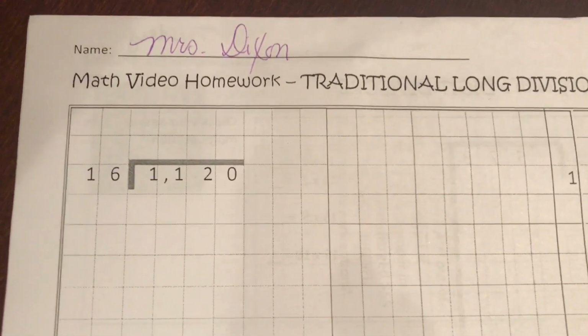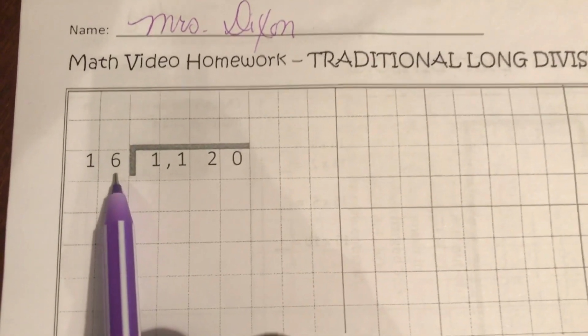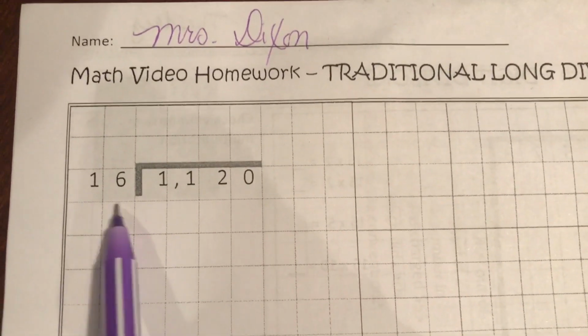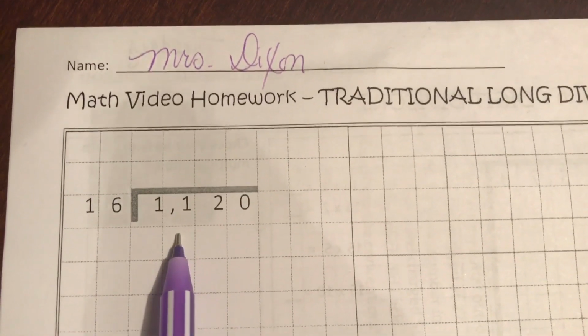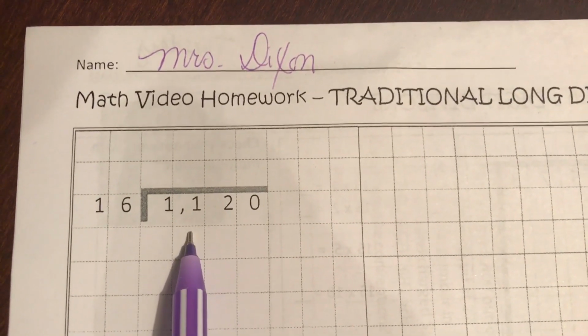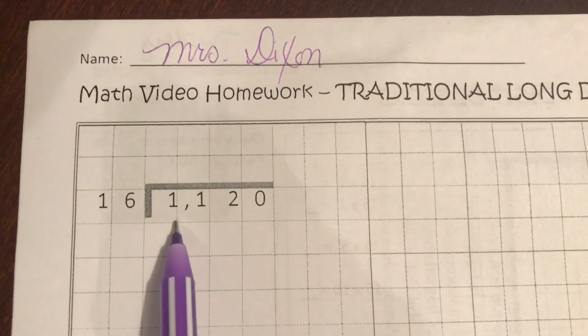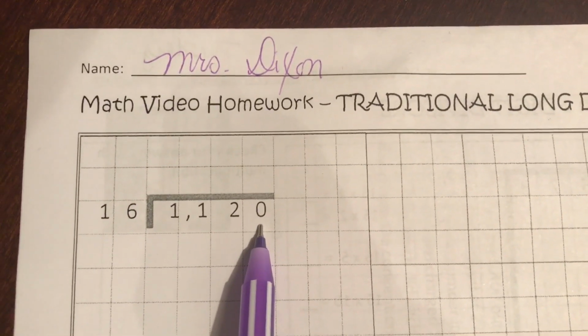It's very similar to long division with a one-digit divisor, but now that we have two digits, we're going to automatically start looking at the first two digits of our dividend. All right, so I'm seeing how many times does 16 go into 1,120.